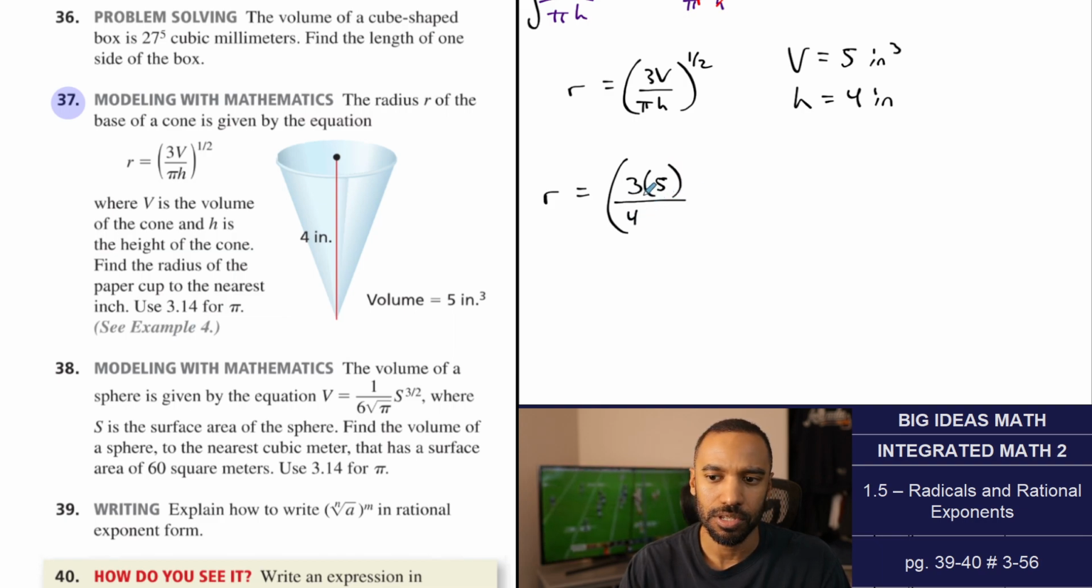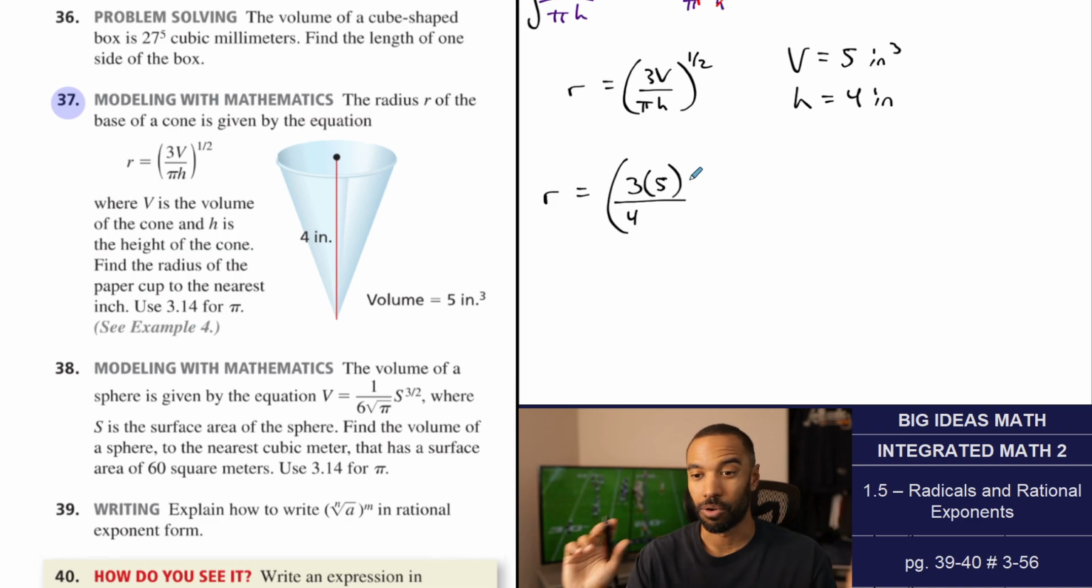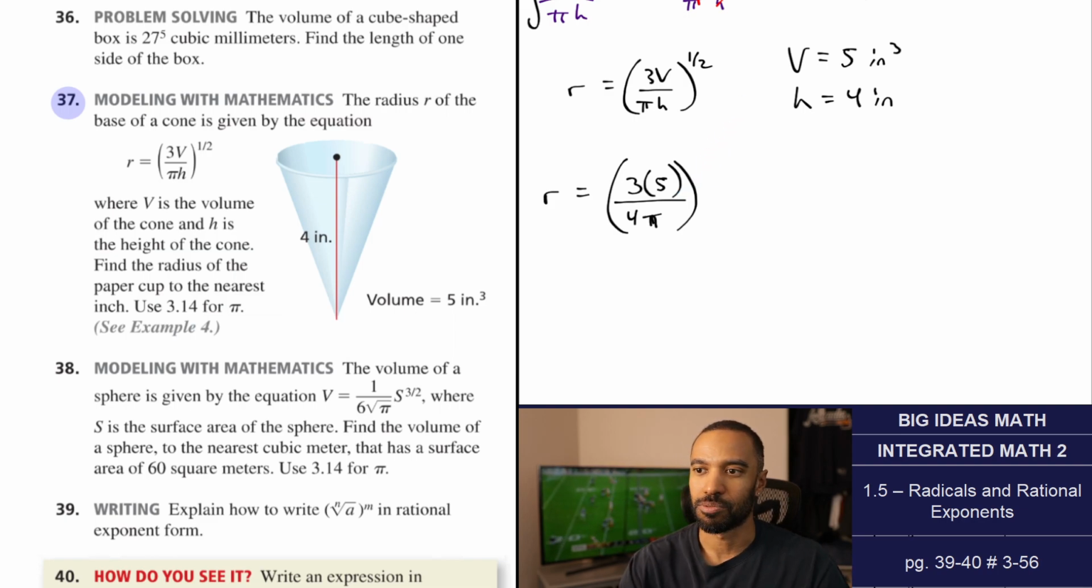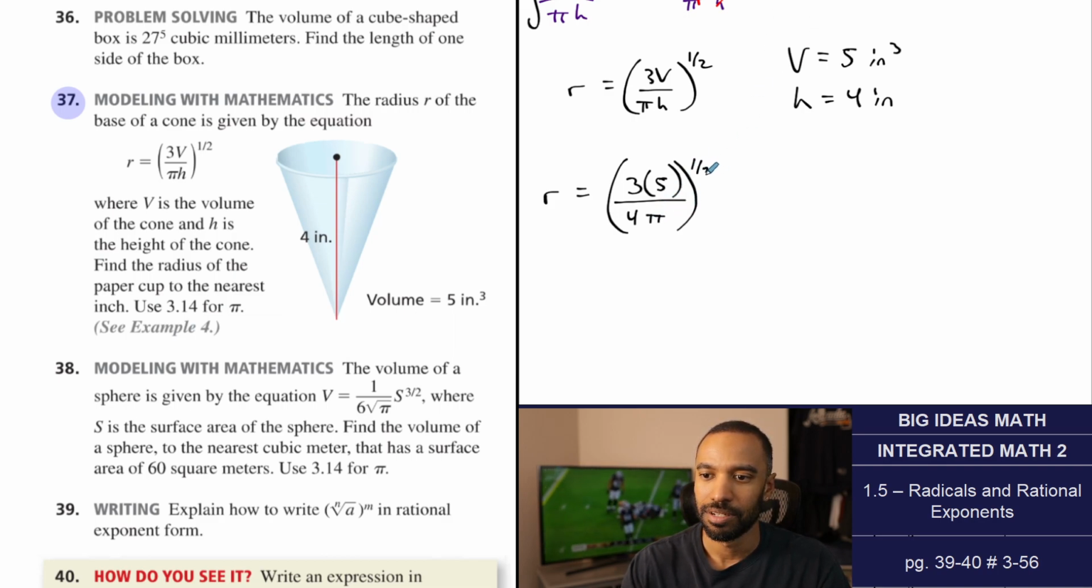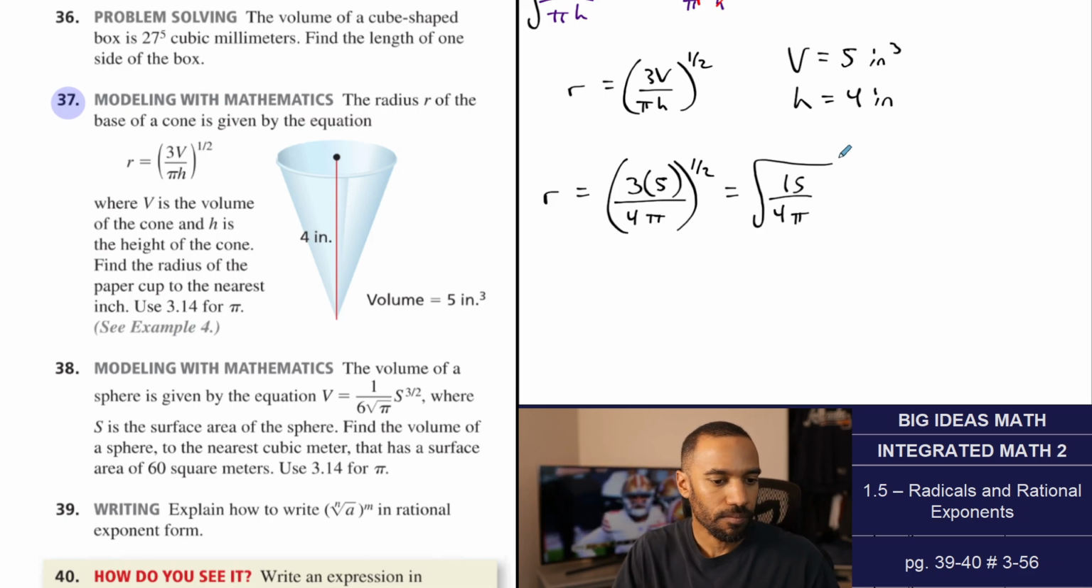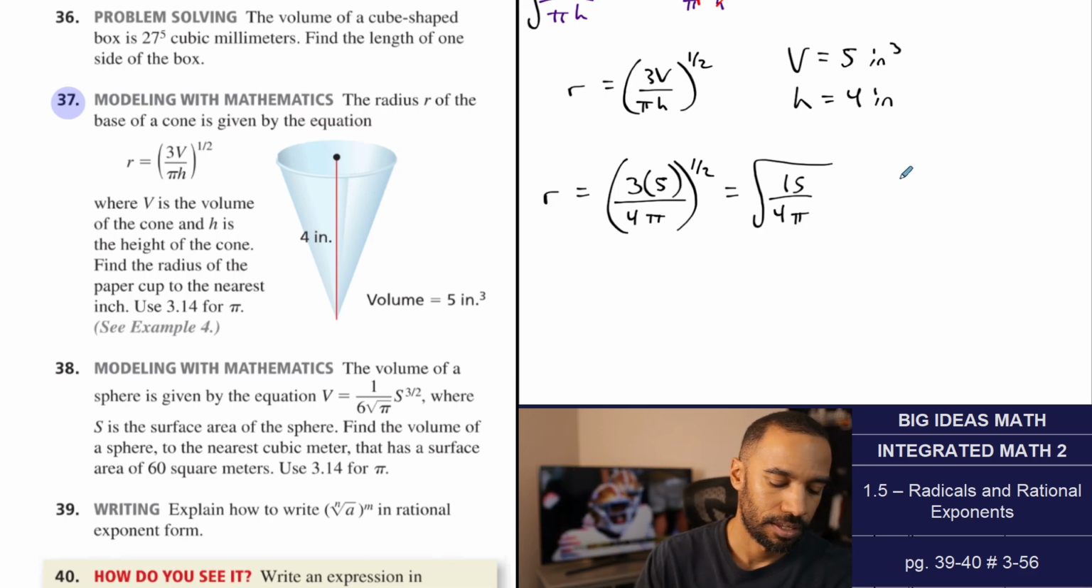And they are asking us to use 3.14. I don't know why. I'll just hit the pi button. It should round the same way. Maybe they just don't assume you have a pi button on your calculator, but you probably should. So 15 over 4 pi. We're going to take the square root of 15 over 4 pi, basically. So I have a calculator. Let me bring it up.